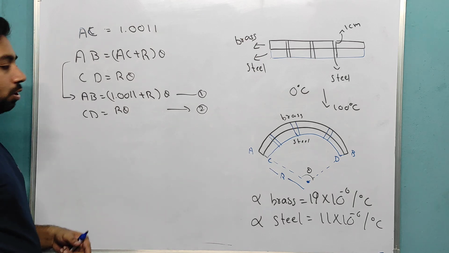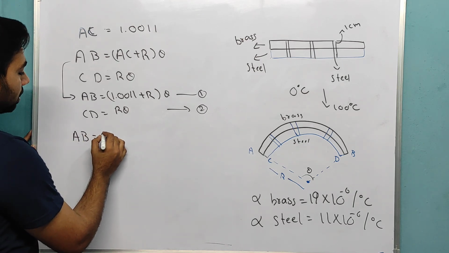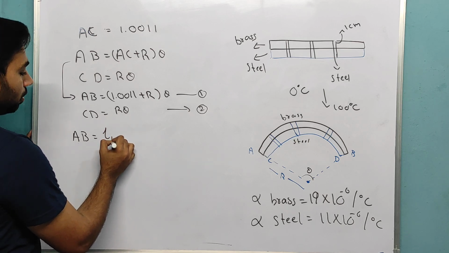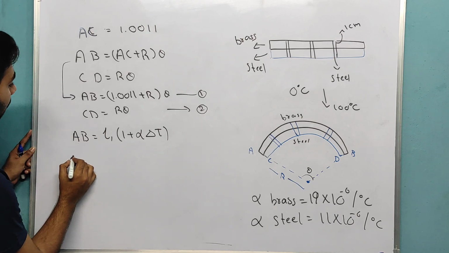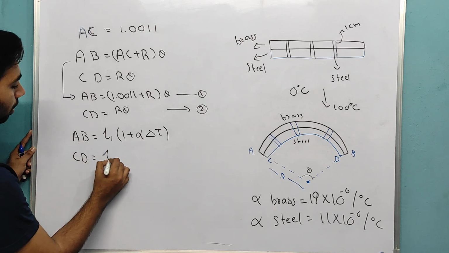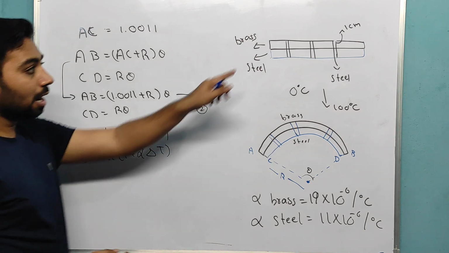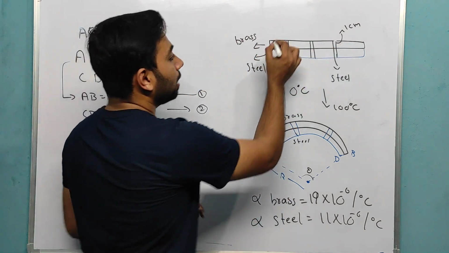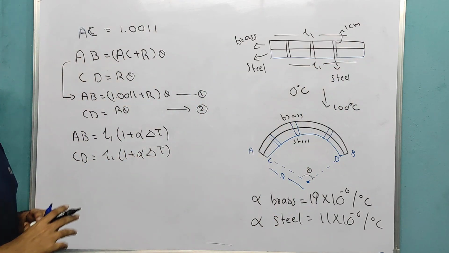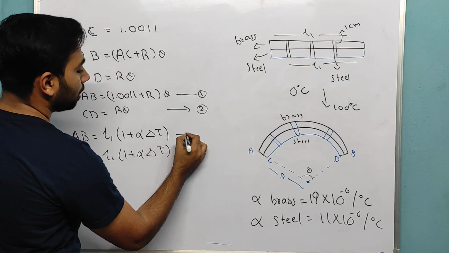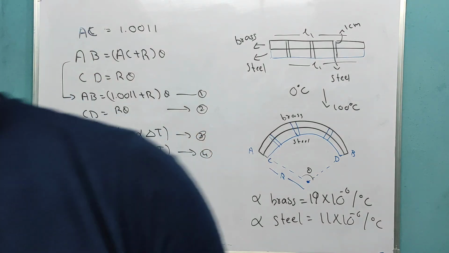Now, after that, what will I do? Can I write AB as L1 into 1 plus alpha into delta T, and CD as L1 into 1 plus alpha into delta T? Yes, sir, I can take it, because the initial length of this one is the same. The initial length of this is L1, and the length of this is L1. Both are the same, so I can write like this. Please take note. Mark this as option 3, mark this as option 4.